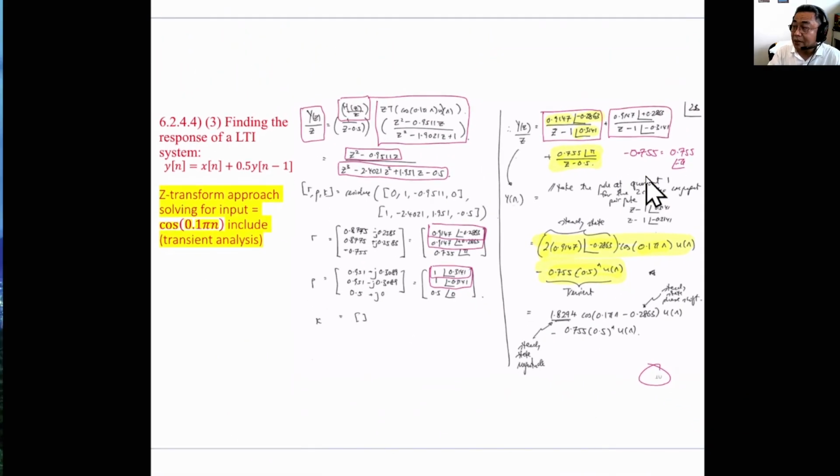We're done with how to use the Z transform to calculate for unit step and the cosine 0.1 pi.